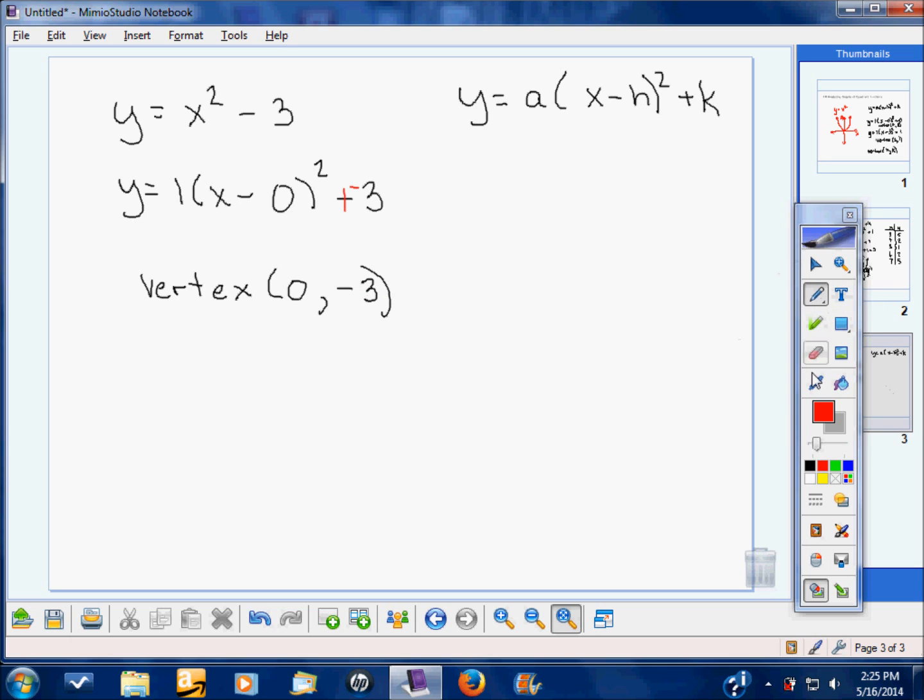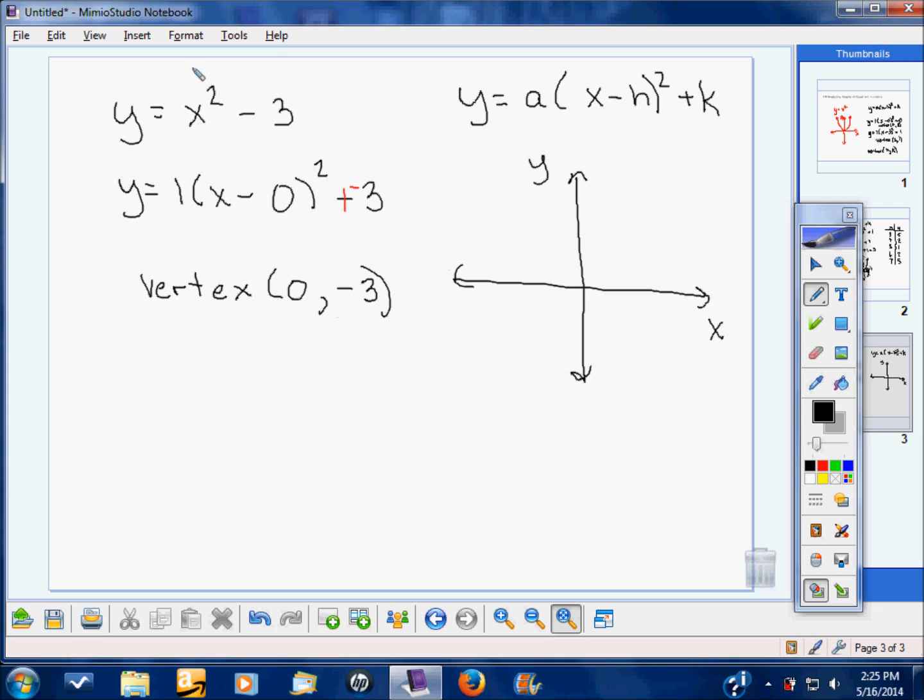Now what we need to do is be able to talk about what happens with the graph. This graph, when you graphed it, would it open up or down? In other words, would it be the regular U shape or would it be upside down? It would be.